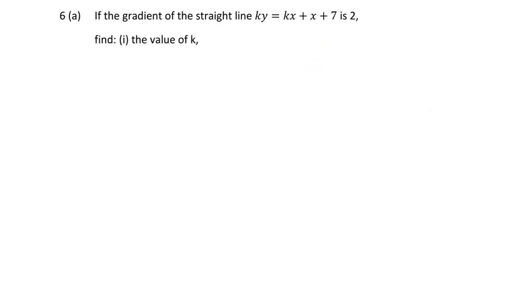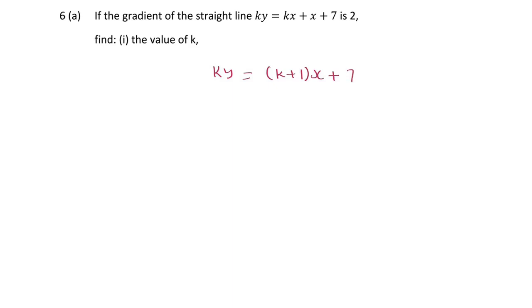Question number 6, part A. If the gradient of the straight line ky equals kx plus x plus 7 is 2, for Roman 1, we are supposed to find the value of k. Okay, so this is a coordinate geometry problem. Okay, so now let us rewrite this equation. We can write it as ky equals, in brackets, k plus 1, x plus 7.